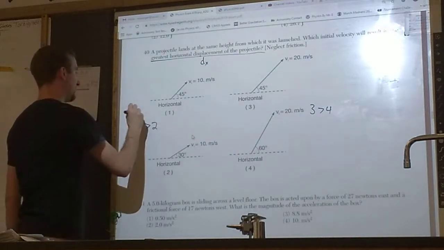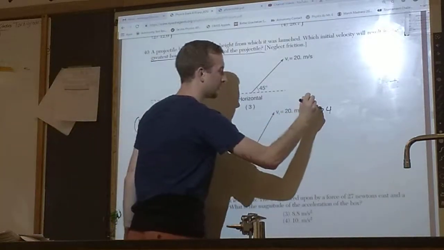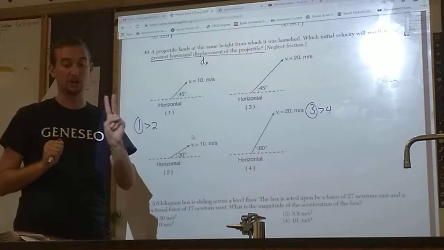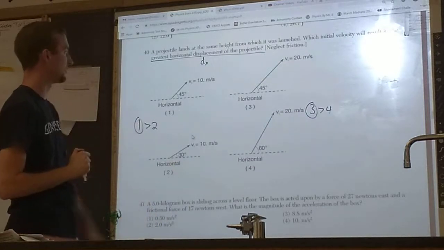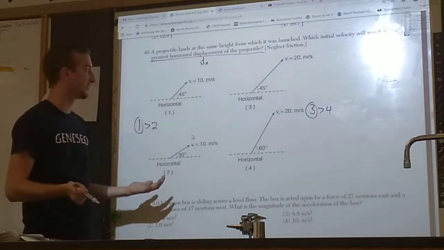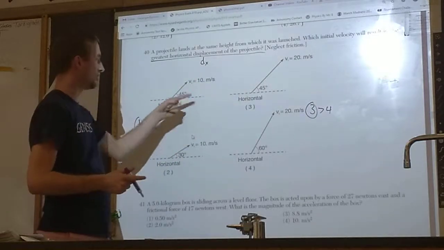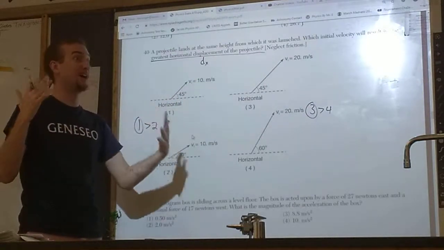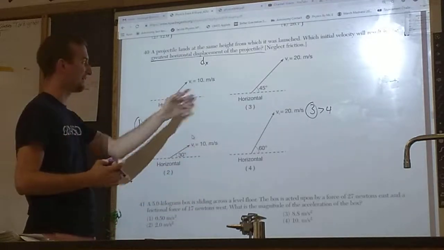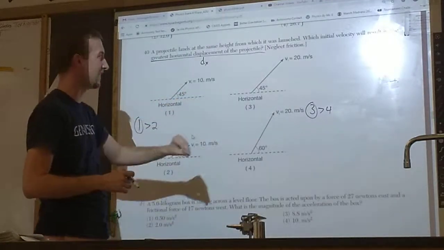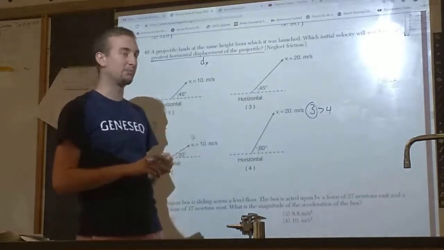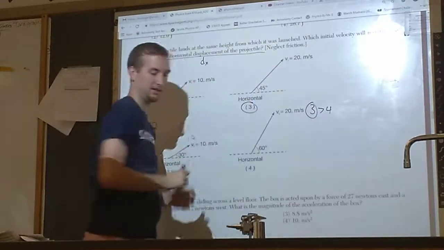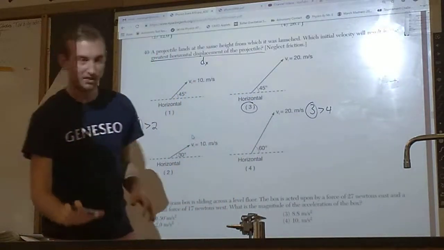So that means that we need to look at 1 and 3. Now I think it becomes kind of common sense. You have 2 objects getting launched at 45 degrees. Which one's going to go farther? Kind of obviously it's the one you launch faster. Everything else being the same, launch angle being the same, the one you launch at a faster speed is going to go farther. The answer to this one is choice 3.